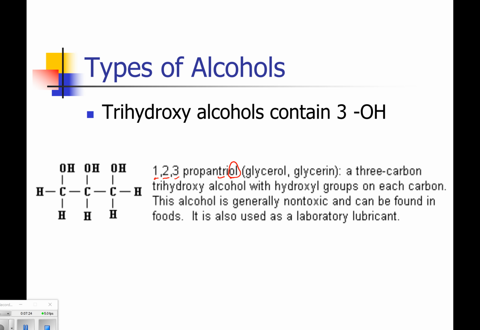This is an example of glycerin or glycerol. It's a 3-carbon trihydroxy alcohol that has hydroxyl groups on every carbon. This is a non-toxic substance. You do find it in some foods, and it is used often as a laboratory lubricant.